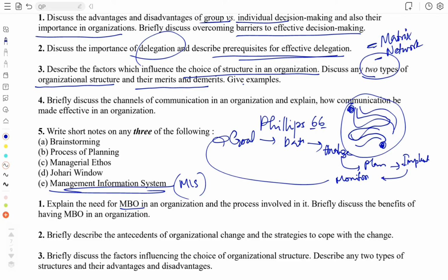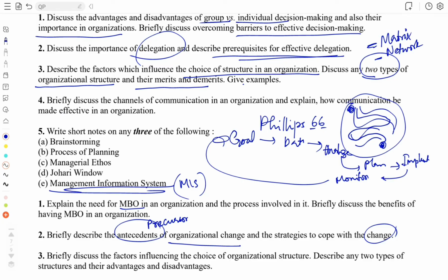Briefly describe the antecedents of organizational change and the strategies to cope with change. If antecedents is a new word to you, what is the meaning of antecedents? Antecedents means nothing but precursor. So they are asking us to describe the precursors, or you can say the ancestors, of organizational change, and how you can cope with these changes. So what are the precursors of organizational change?